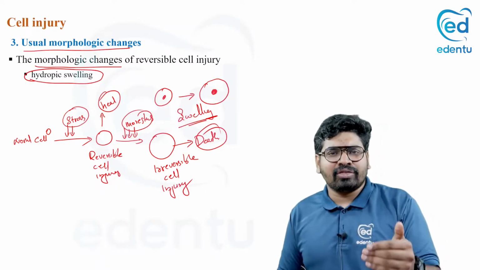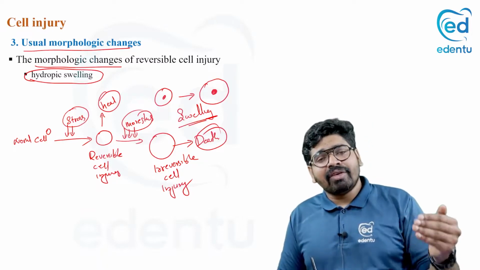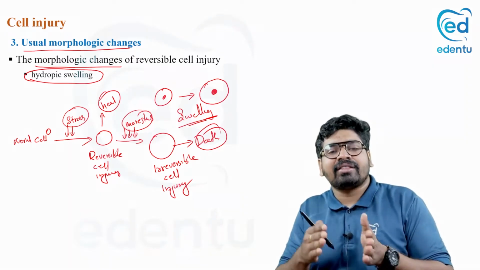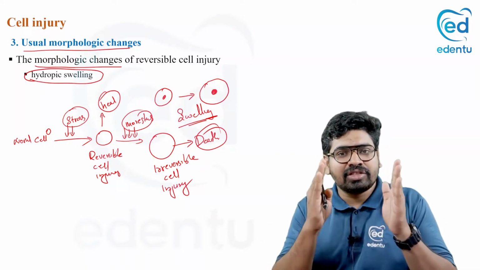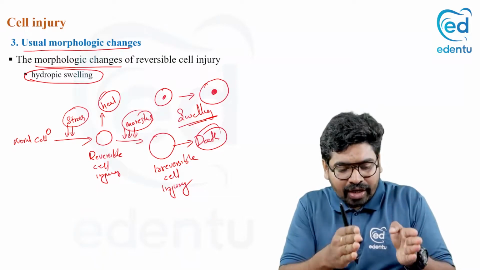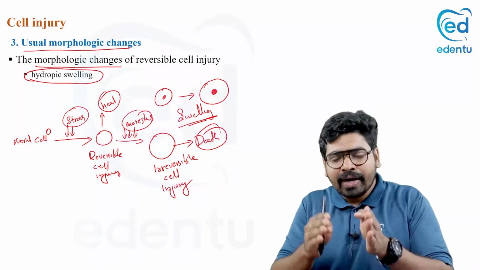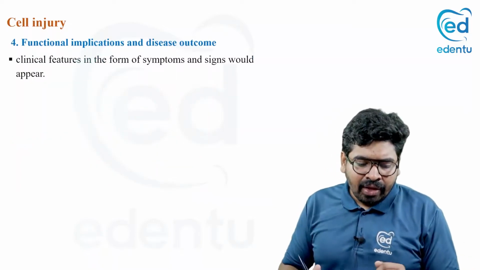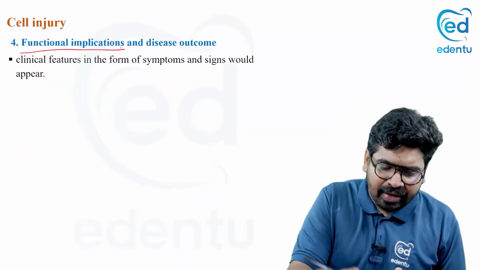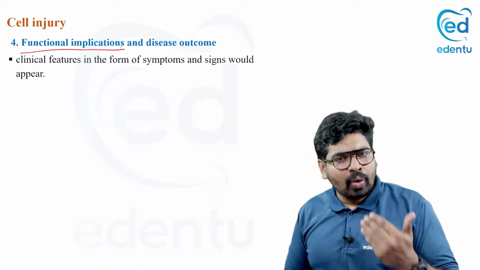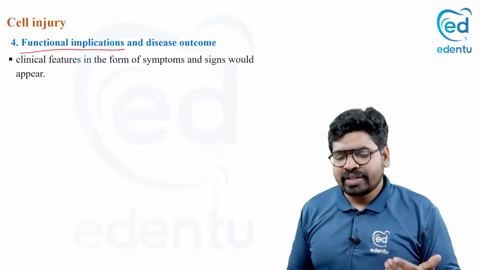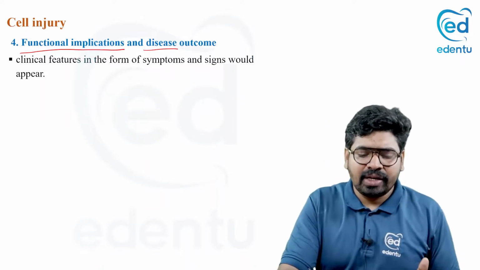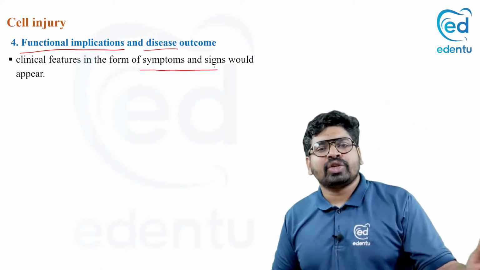So far it is okay. Now we are giving more stress, then what happens? This much change occurs and the cell will undergo death. So you should study what changes occur in a reversible cell injury, and what changes occur in an irreversible cell injury. In the end, there is a functional loss. The cell will lose its function, and there is disease, which means symptoms and signs will be shown by the cell.